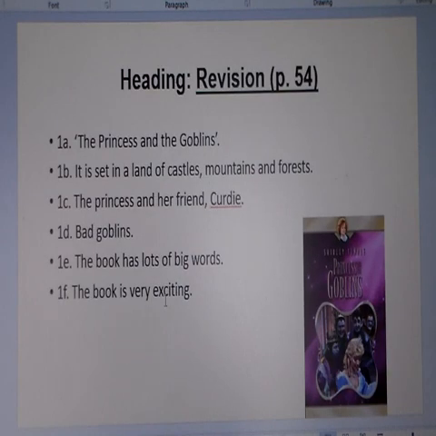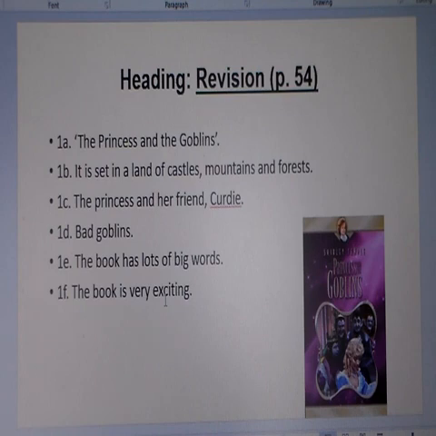That is your revision, so that marks the end of the next 2 weeks in your textbook. You had to read the book review on the book The Princes and the Goblins, and then you had to answer some questions there. I'm not going to go through the questions now. I'm just going to give you the answers.